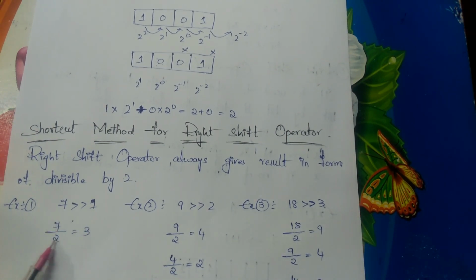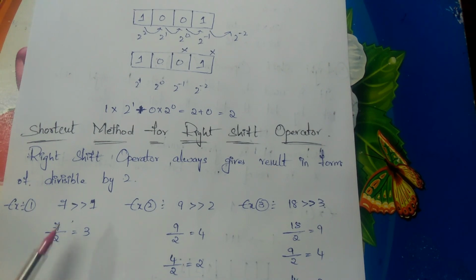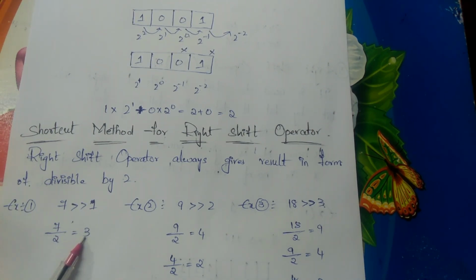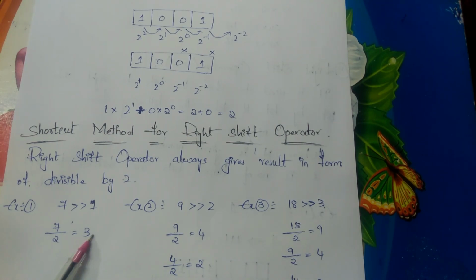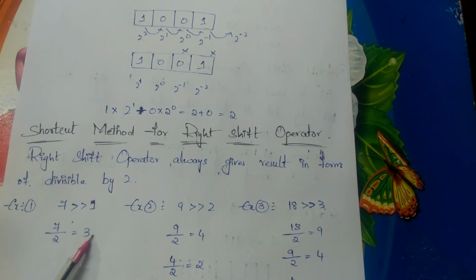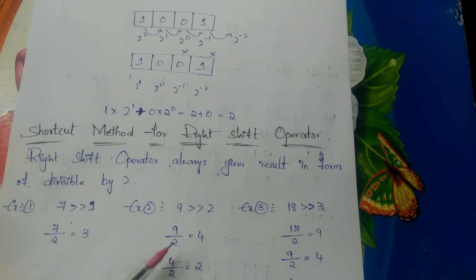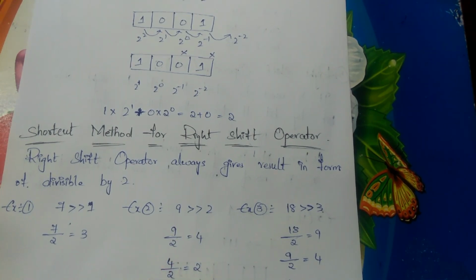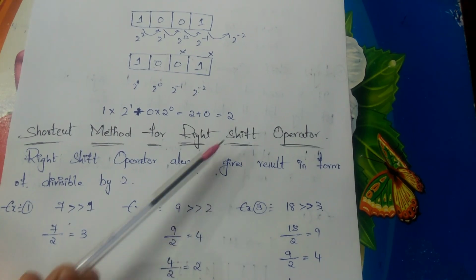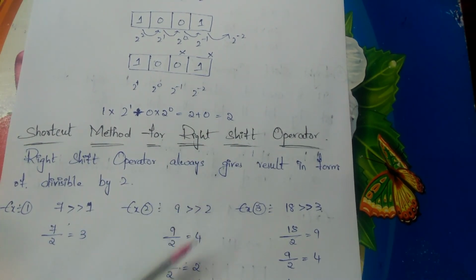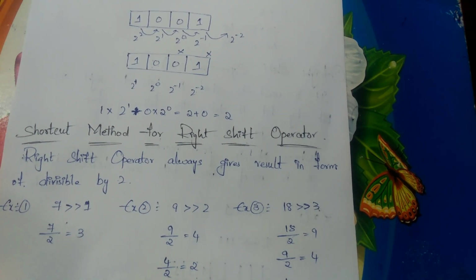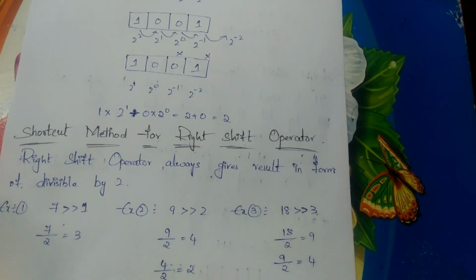Now when I divide 7 by 2, 2 3s are 6, so the quotient is 3. When I divide, I get the quotient as 3. So this 3 is the value. You can also check with the previous example. Now example 2 is 9 right shift operator to the 2. Now 9 divided by 2 is 4, and again 4 is divided by 2, we will get 2. Now this 2 and this 2, both are the same. So this is a shortcut. But if it asks in the exam, the whole process has to be written.